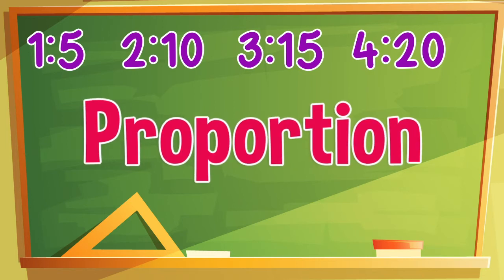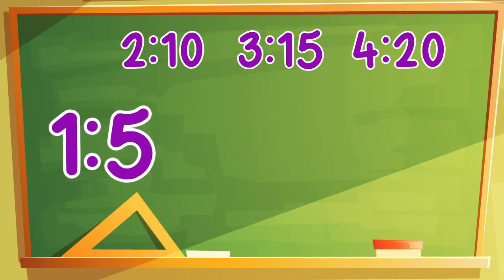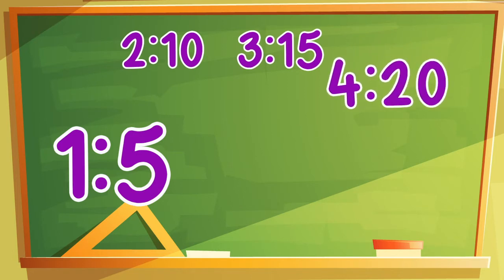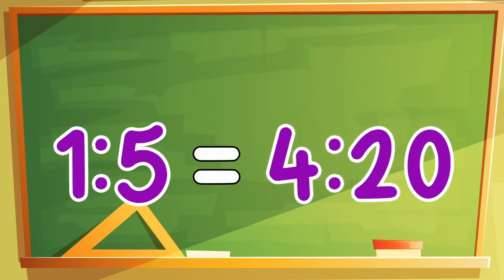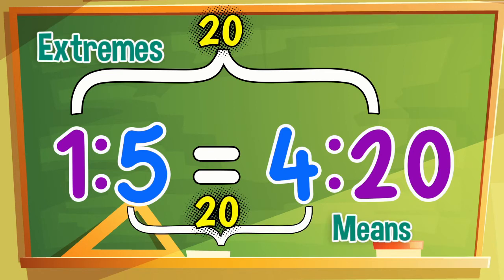Proportion is the equality of 2 ratios. Like 1:5 is in proportion with 4:20. You may check if 2 ratios are equal or proportionate by multiplying the extremes and the means. If the product of the extremes and the means are equal, then the ratios are said to be proportionate.